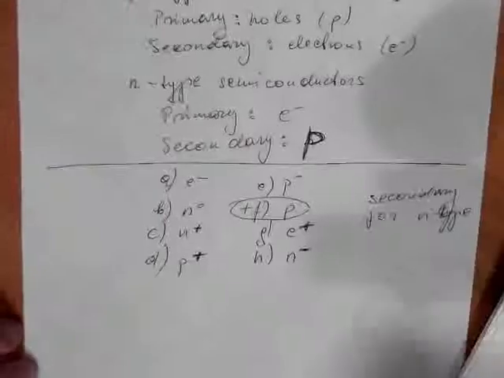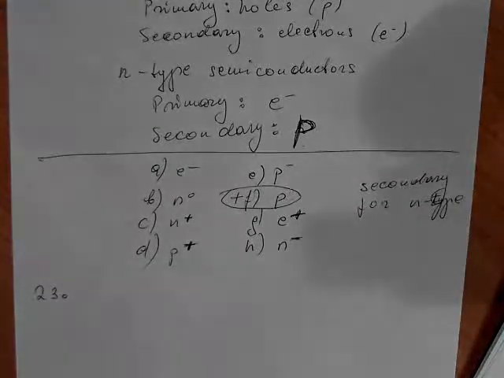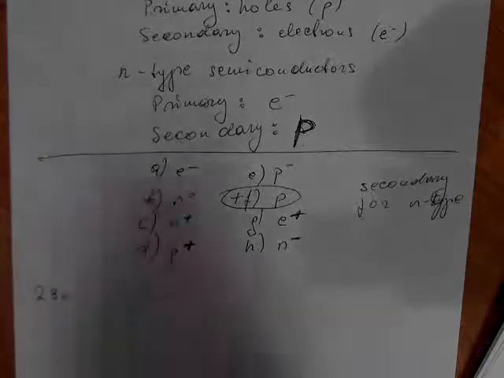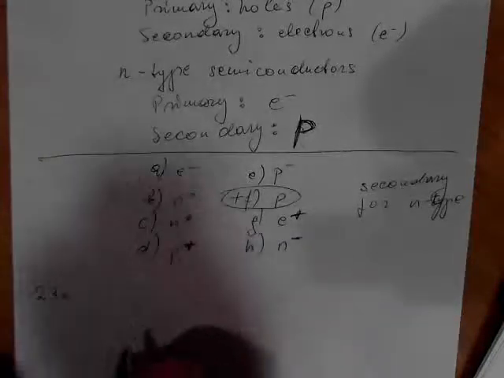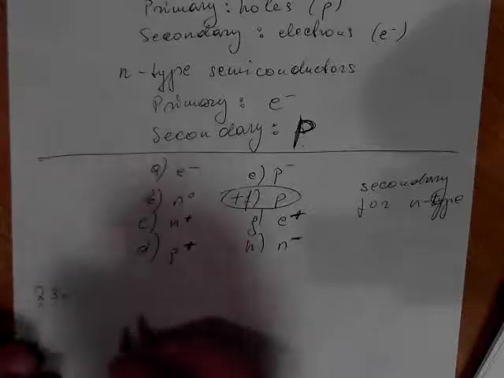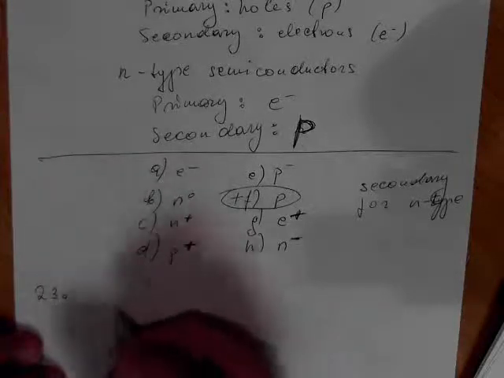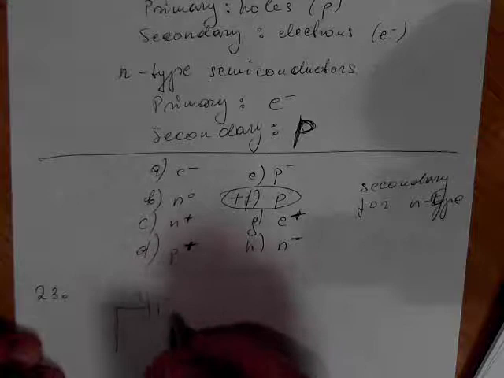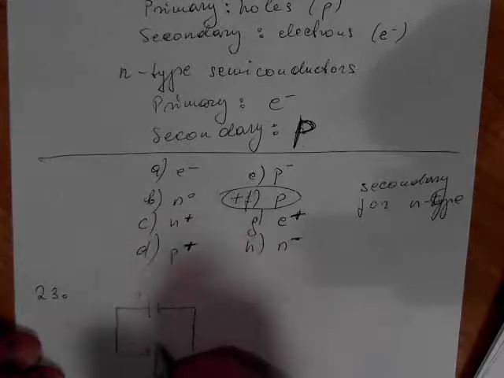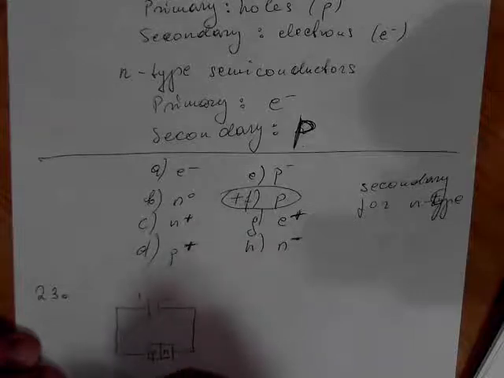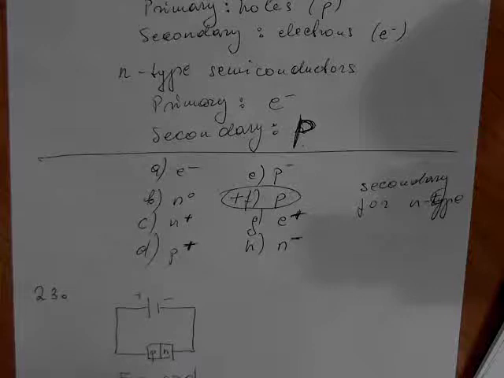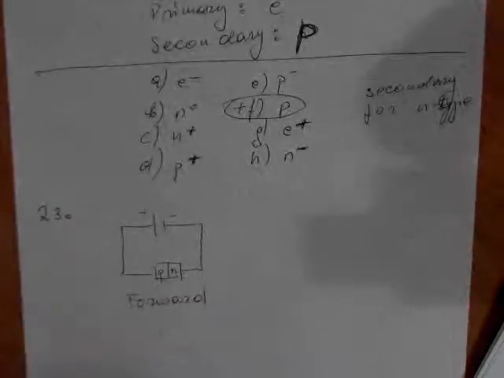Now number 23. Forward or reverse biasing of the PN junction. So this is plus, this is minus, and now if we connect like this, this is P, this is N, so this is forward biasing of the PN junction.